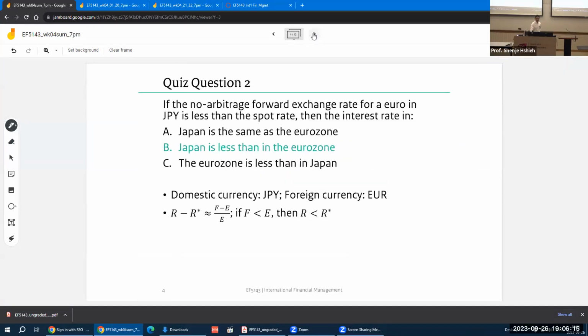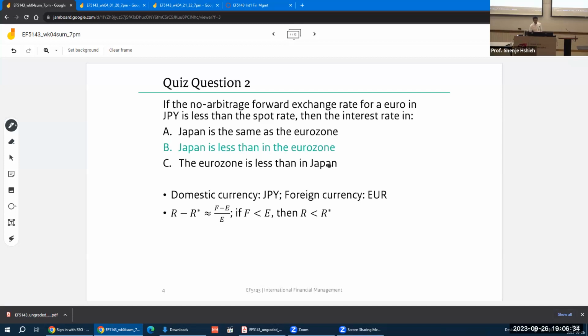Q2. If the no-arbitrage forward exchange rate for a euro and Japanese yen is less than the spot rate, then the interest rate in A, Japan is the same as the Eurozone, B, Japan is less than in the Eurozone, or C, the Eurozone is less than in Japan.